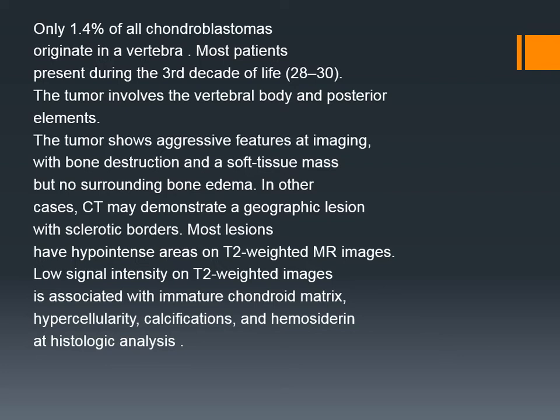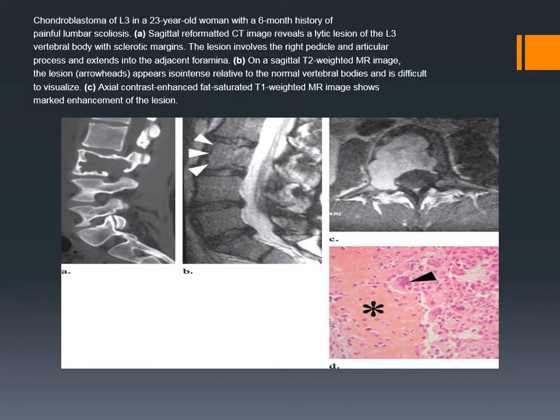The tumor shows aggressive features at imaging with bone destruction and soft tissue mass, but no surrounding bone edema. In other cases, the CT may demonstrate a geographic lesion with sclerotic borders. Most lesions have a hypointense area on T2 weighted MR images. Low signal intensity on T2 weighted MR images is associated with immature chondroid matrix, hypercellularity, calcification, and hemosiderin at histologic analysis. So chondroblastoma has low signal on T2.